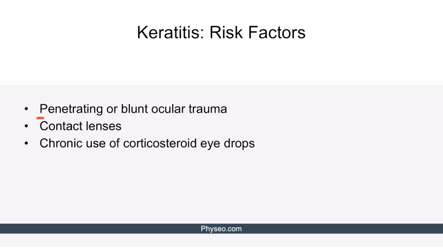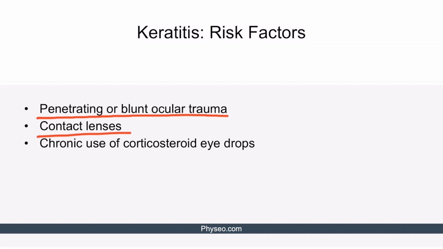First, penetrating or blunt ocular trauma can introduce bacteria into the cornea, causing keratitis. Additionally, wearing contact lenses predisposes the patients to infectious keratitis because bacteria like Pseudomonas aeruginosa can overgrow in contact lens solution.